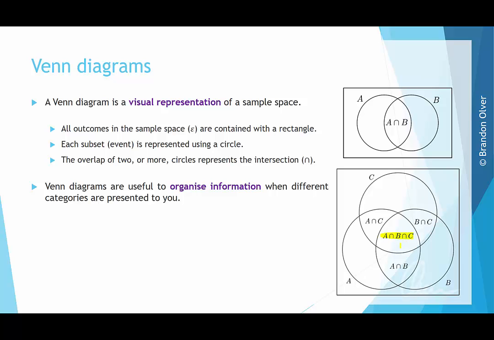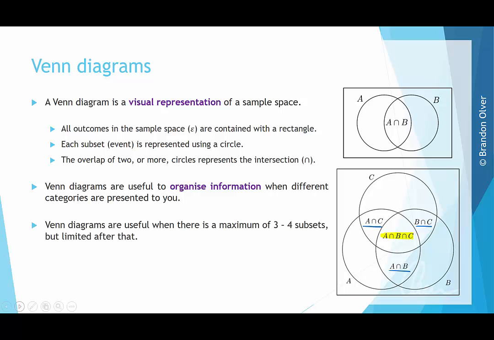This intersection in yellow represents the intersection of all three events, which is A intersecting B intersecting C. Then this area here is the intersection between A and C. This part is A intersecting B. And finally, that overlap is B intersect C.